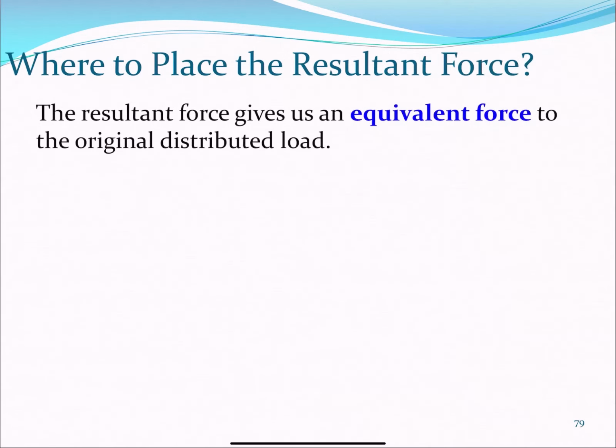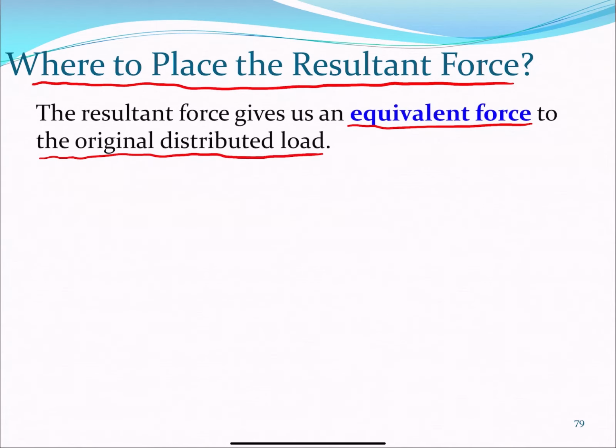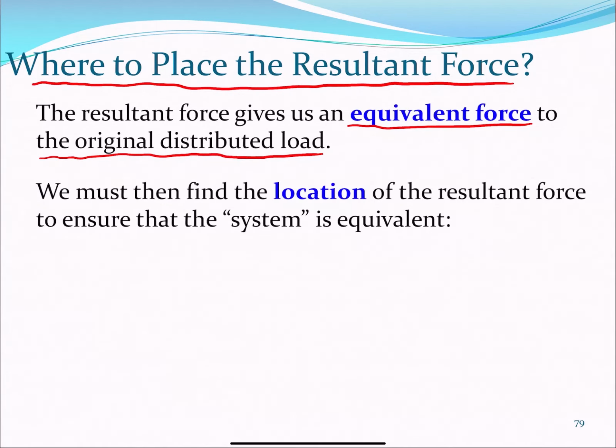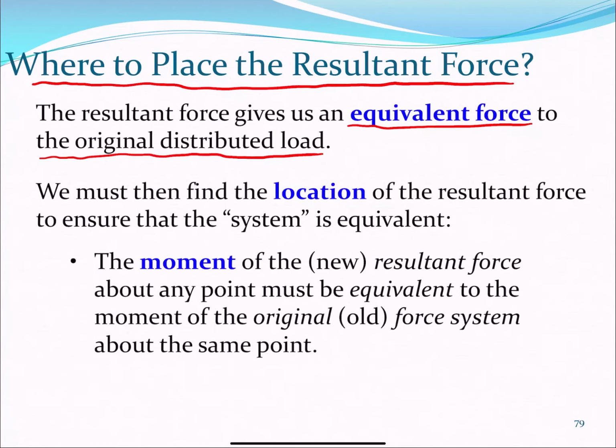So the next question is the one that we were looking for: where to place the resultant force so we can have the same effect. The resultant force gives us an equivalent force that is equivalent to the original distributed load. So we cannot disturb equilibrium. We must then find the location of the resultant force to ensure that the system is equivalent, or the body feels the same effects. Now, for translation, it's easy. We just have to find the area of the triangle.